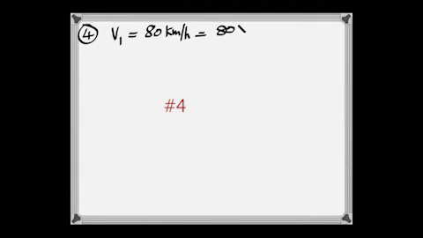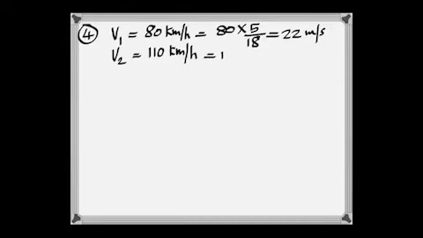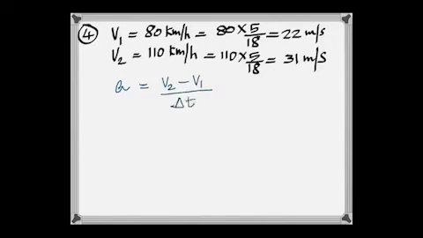The acceleration is given in meters per second squared, while both velocities are given in kilometers per hour. So what you've got to do is change both kilometers per hour into meters per second. That is what I've done. Multiply each one by 5, divide by 18, and you get 22. I'm just rounding off to 22 and 31.